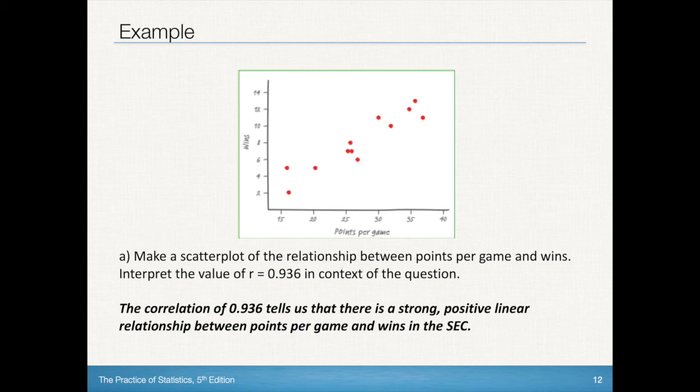To interpret this value in context of the problem, the language that we use here is somewhat scripted. The correlation of 0.936 tells us there is a strong positive linear relationship between points per game and wins in the SEC. So that's an important thing to recognize because that's all that the correlation tells us. It doesn't tell us anything else that we talked about with FODs, but it does give us a lot of information that we can use to describe this overall distribution.